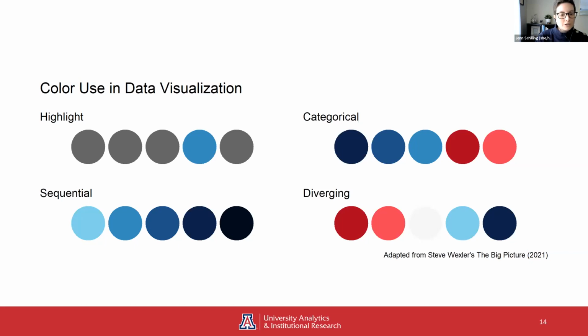So the main ways that color is used in data visualization are these 4 things. First is to highlight a data point and bring the viewer's attention to it immediately. You can also use it to designate different categories or labels, and that can help the viewer differentiate between different groups of data points.